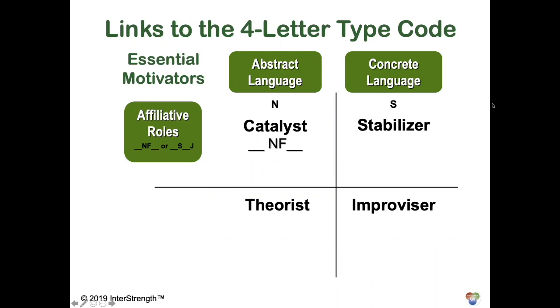So catalyst, with the four types INFJ, ENFJ, INFP, ENFP, those four types tend to take affiliative roles, referencing abstract language. The stabilizer pattern has an S and a J in it. And so they tend to prefer sensing, but the J tells us that sensing is introverted. It's how we reference what's gone before and have an internal sense. So the four type codes that go with stabilizer are ISTJ, ISFJ, ESTJ, and ESFJ.